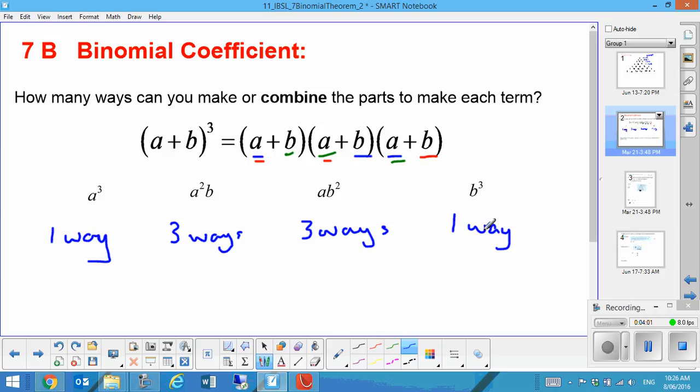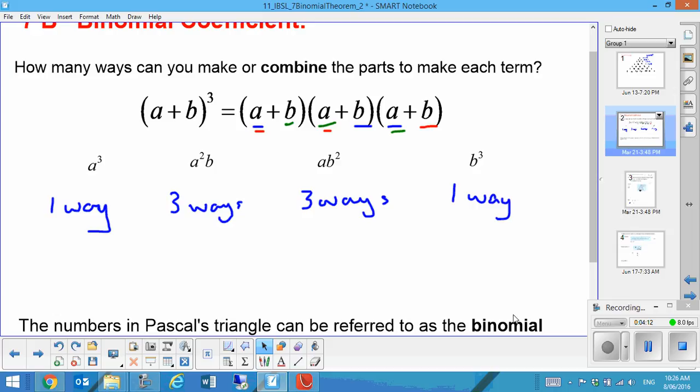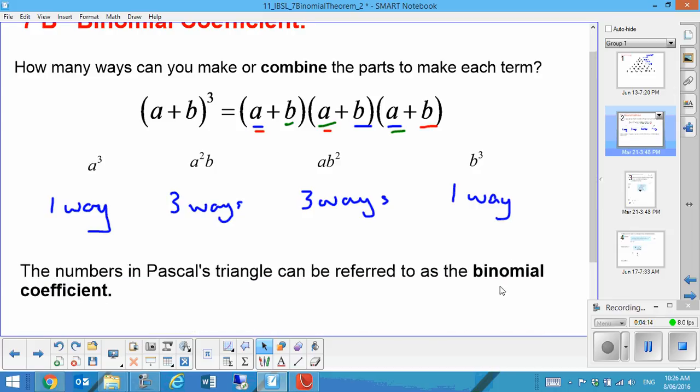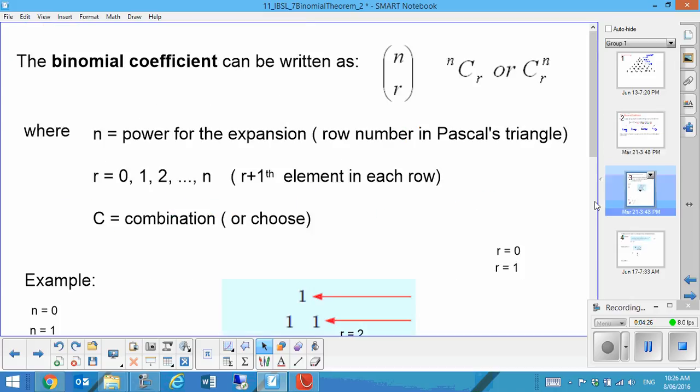There's only one option. So basically that's what our numbers in front are telling us, how many different ways we can combine the different parts of our binomial to get the overall term. So the numbers in Pascal's triangle, we refer to them as a binomial coefficient. They're the numbers that go in front of our terms, and we can write them in different ways.